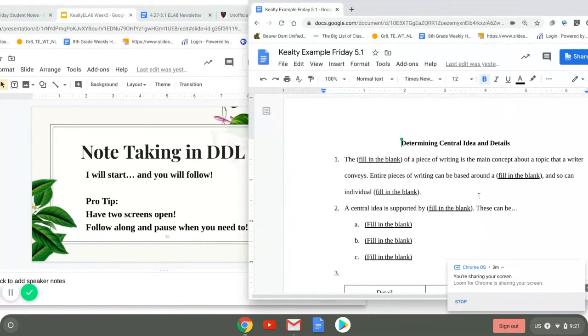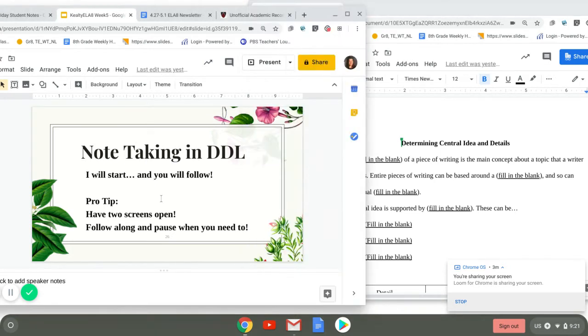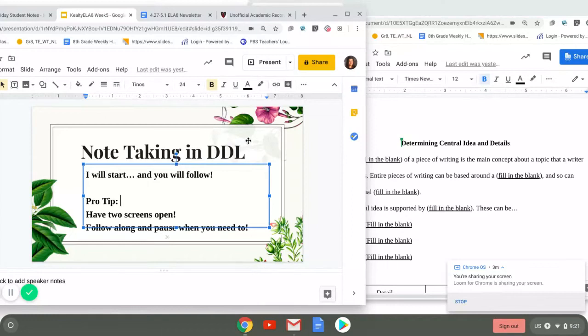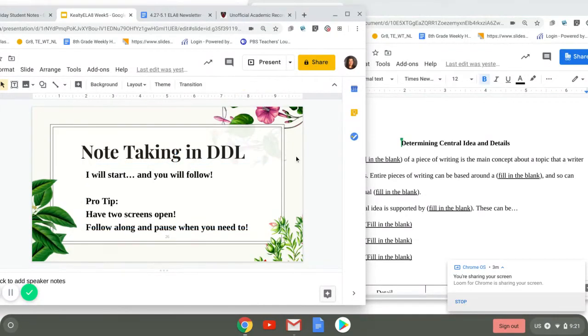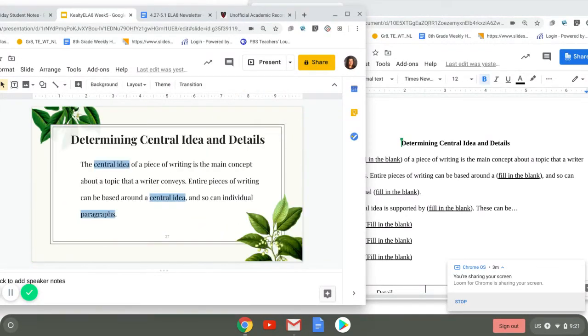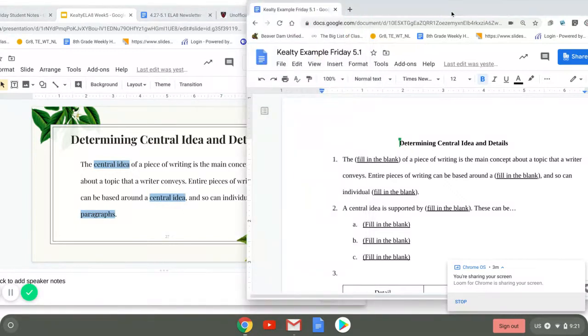So it says, determining central idea and details. The blank of a piece of writing is the main concept about a topic that a writer conveys. The blank. So what I'm going to do is I'm going to come over here, and I'm not going to edit my slides, but I am going to go to the next one. And this is what you need to write in the blanks.